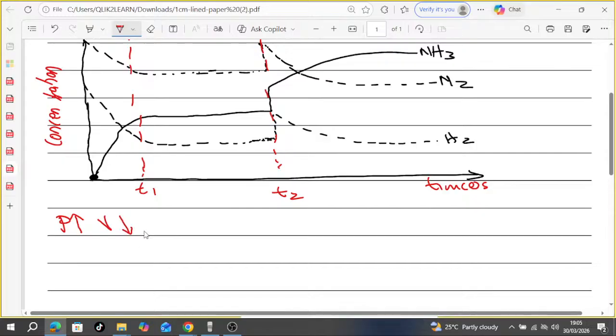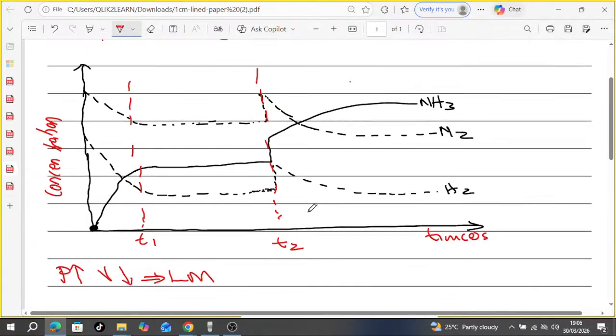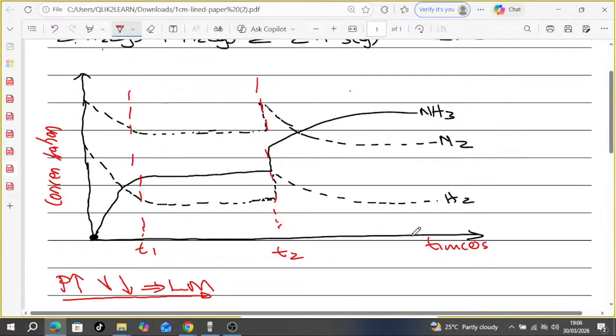And then it will favor the reaction that produces fewer gas molecules. Exactly. So this is what we need to focus on. If the pressure is increased, this favors what? This favors the reaction that produces fewer molecules, okay? Let's go to our graph.